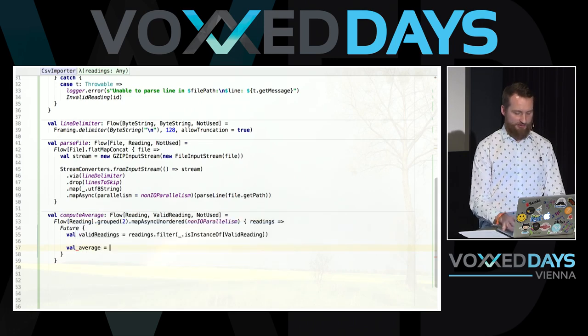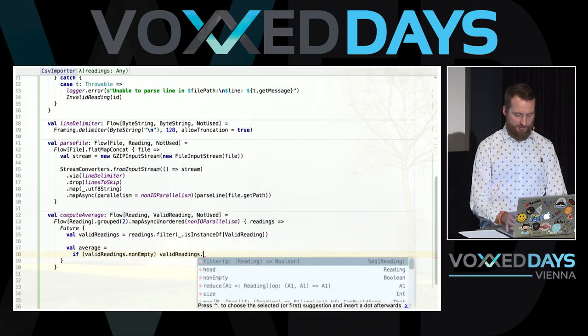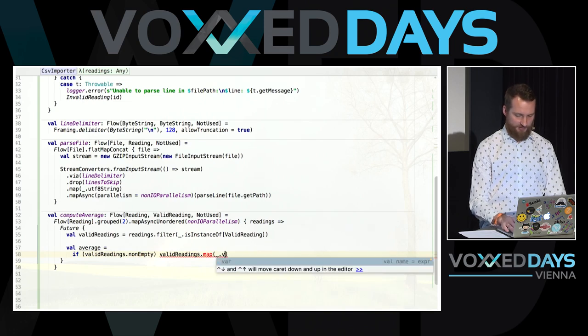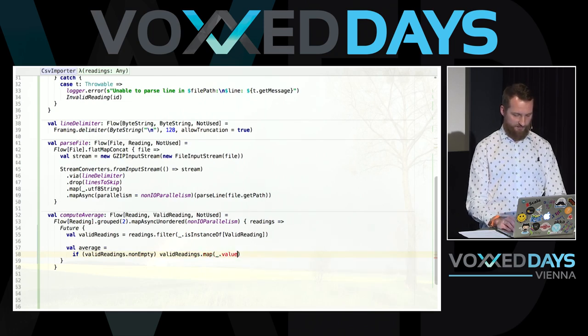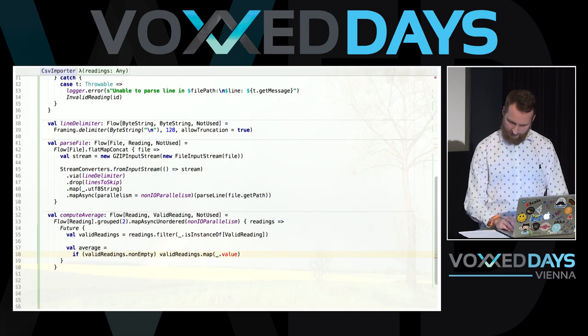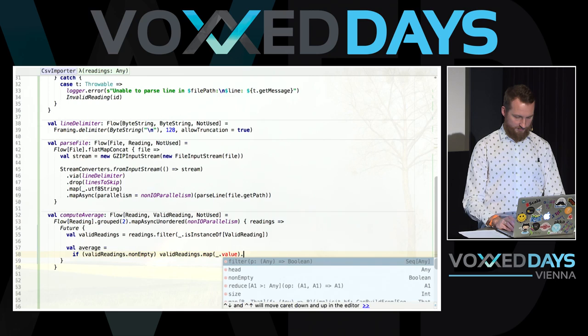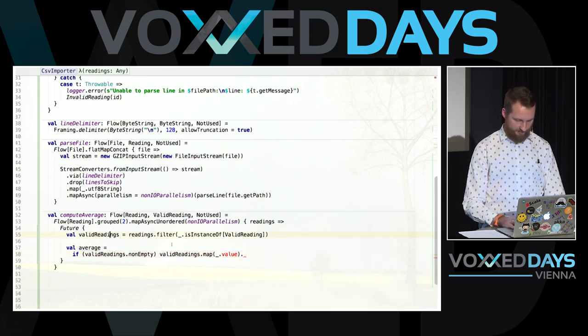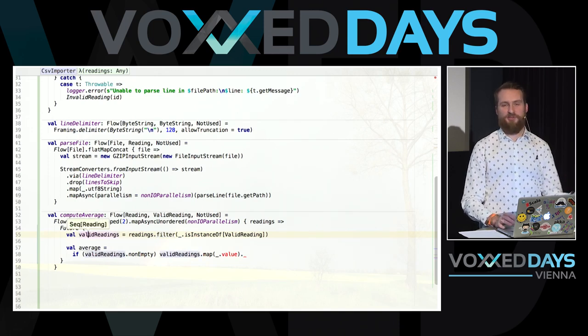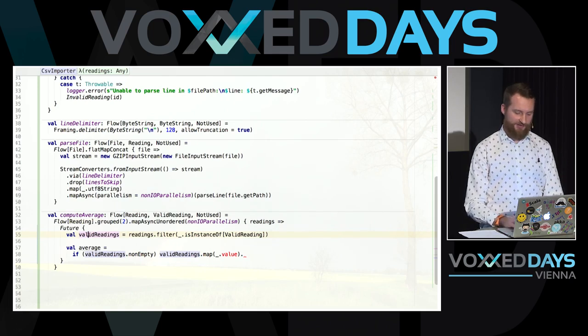So now we're ready to compute our average. If there are any valid readings, we want to extract the value from them. Actually, let's check the type of it. Oh no! The type doesn't match. Yeah, because the output type here is still a reading. So we're getting a sequence of readings, and if we just collect, we'll get the actual valid readings. Thanks for this question, because this was something new for me.